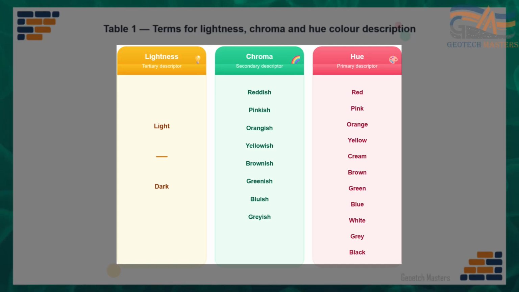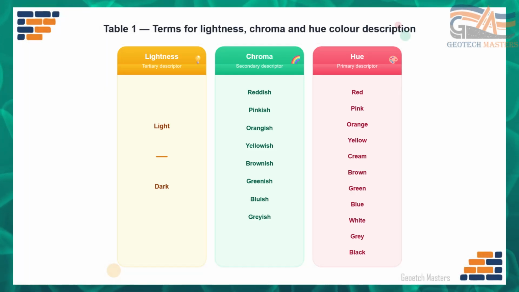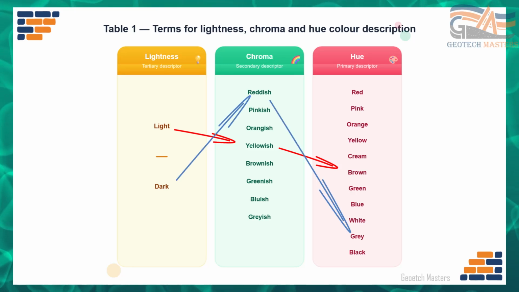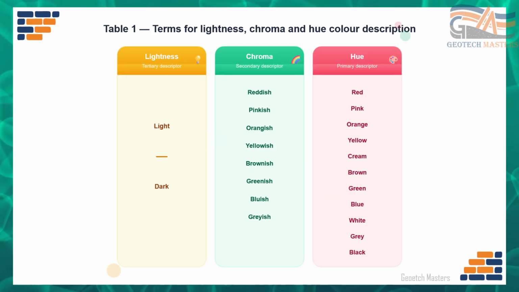We do not invent new colors. We stick to the standard list. For example, we combine these terms to say light yellowish-brown or dark reddish-gray. This standardized vocabulary ensures that a design engineer in an office understands exactly what the field geologist saw on site.